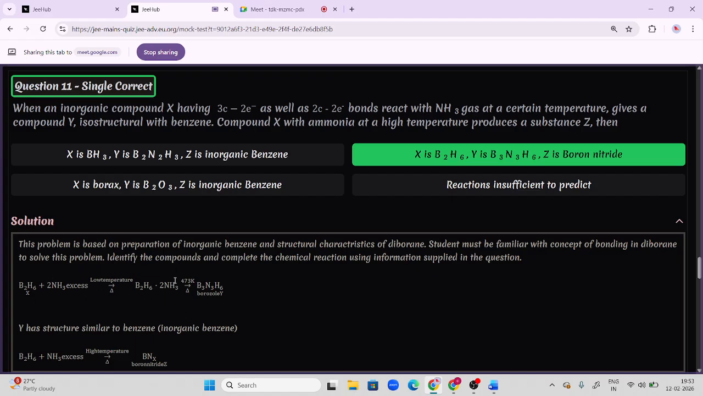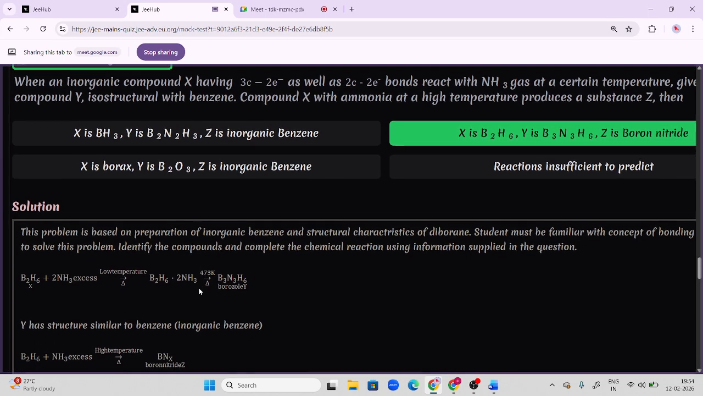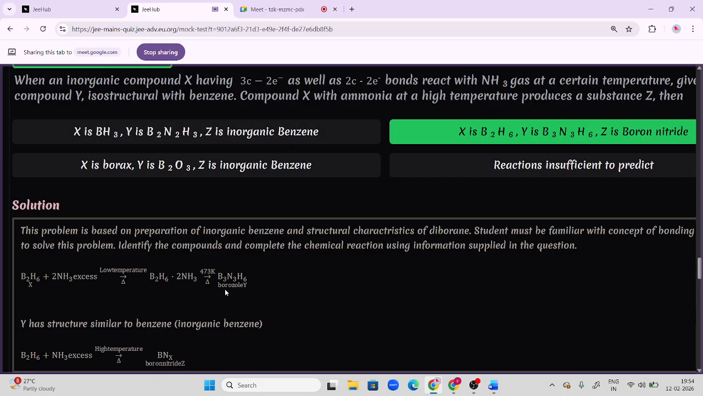So when it is reacting at a lower temperature, it will form a dot product. Look at this, B2H6.2NH3. Further heating it will give you borazole or borosine. They mention it is isostructural with benzene, so it should be borosine.